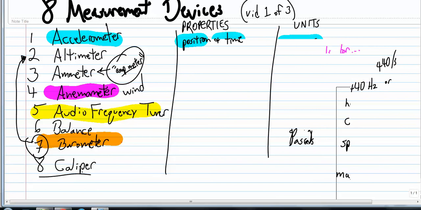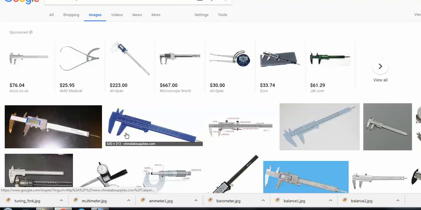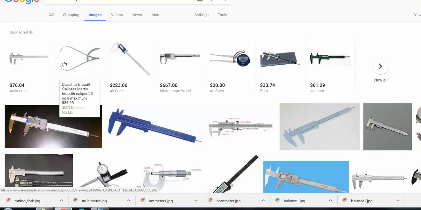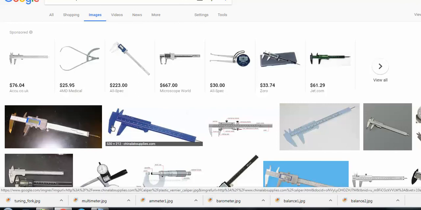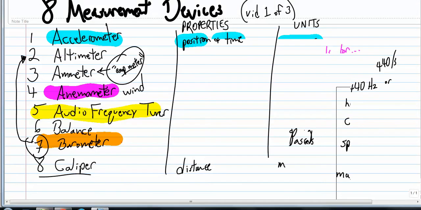And then finally, caliper. Caliper measures the property of distance, one we've seen before here, and distance is measured in meters. And I found a web page where they're selling calipers. Let's see here. Here they are. I just Googled this. So calipers are these devices that pinch together and tell you the size of something. So they're very precise. So calipers measure distance.